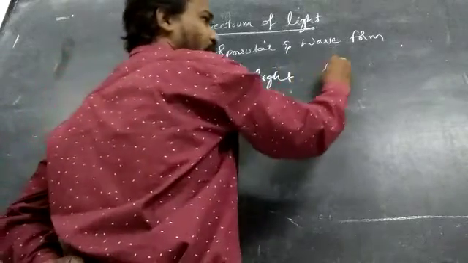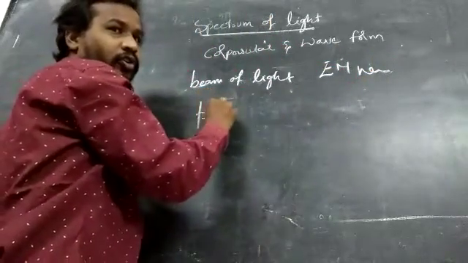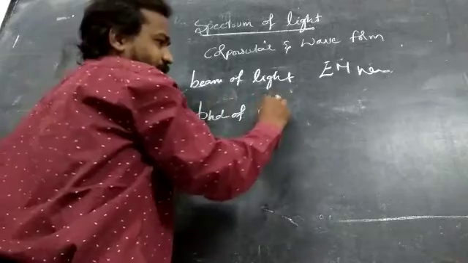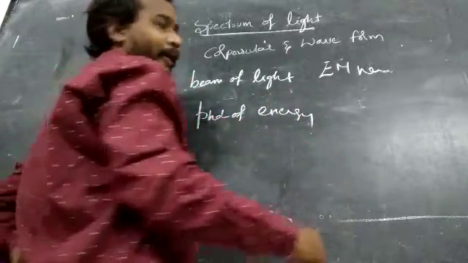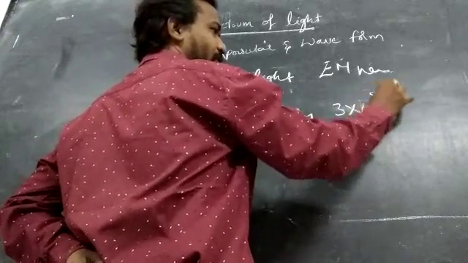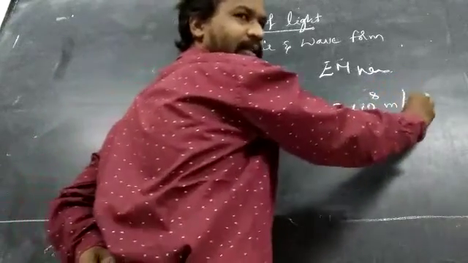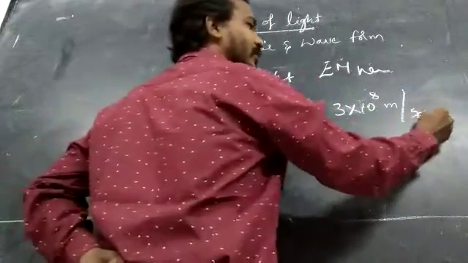has an electromagnetic waveform and it has a photon of energy propagated at 3 into 10 to the power of 8 meters per second at the speed of light.